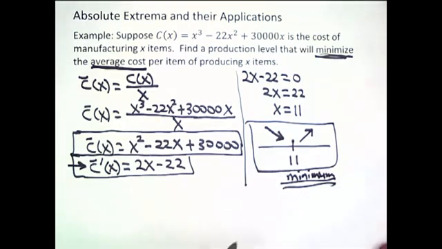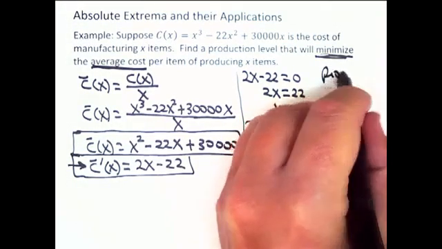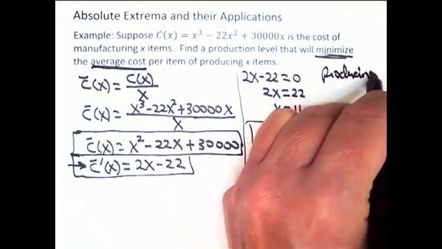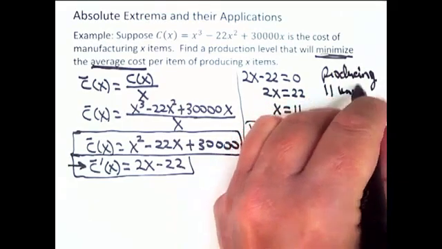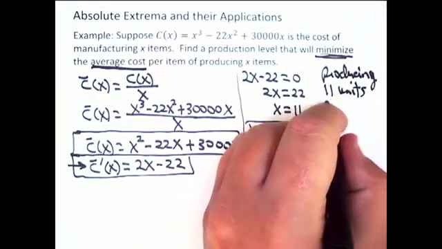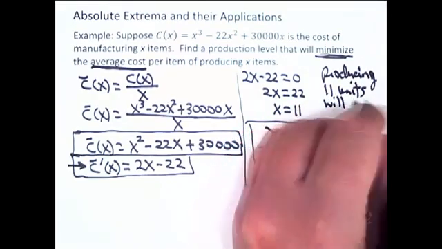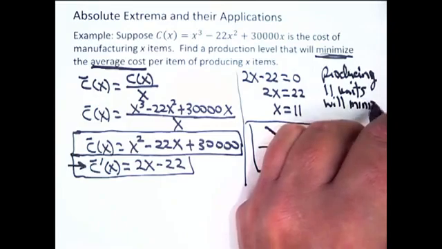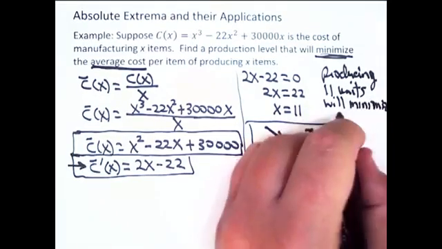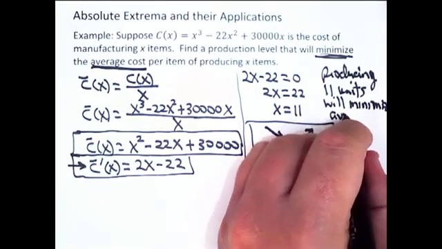So the answer to the question is producing 11 units will minimize average cost.